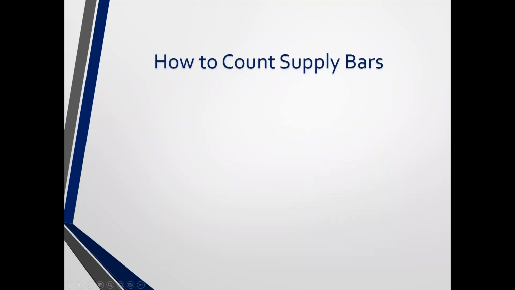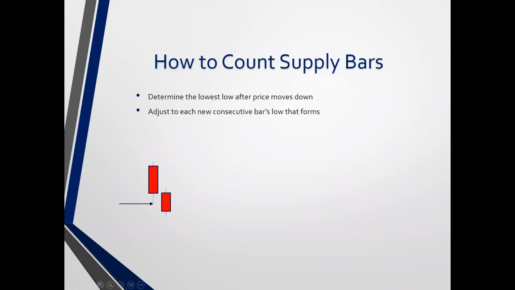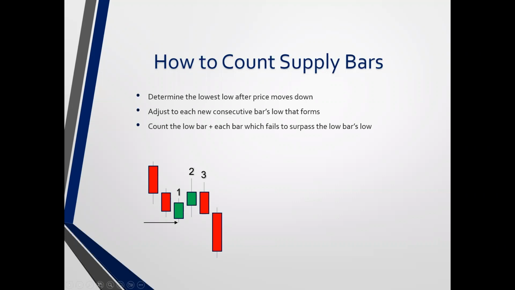All right, very good. So how to count the supply bars? Just invert it, okay? Literally just take that and go down with it. So we're looking at the bar's low. We're going to keep adjusting to each new bar's low. That's going to become bar number 1 until the low of said bar is no longer taken out, right? Then we begin counting 1, 2, 3, depart, okay?